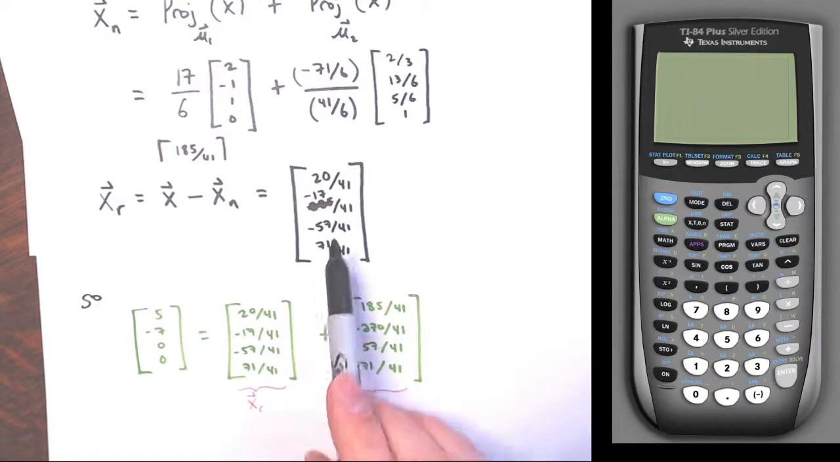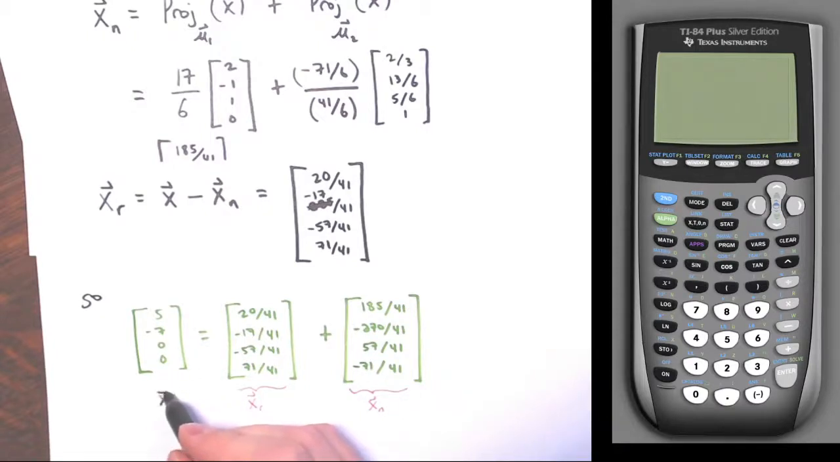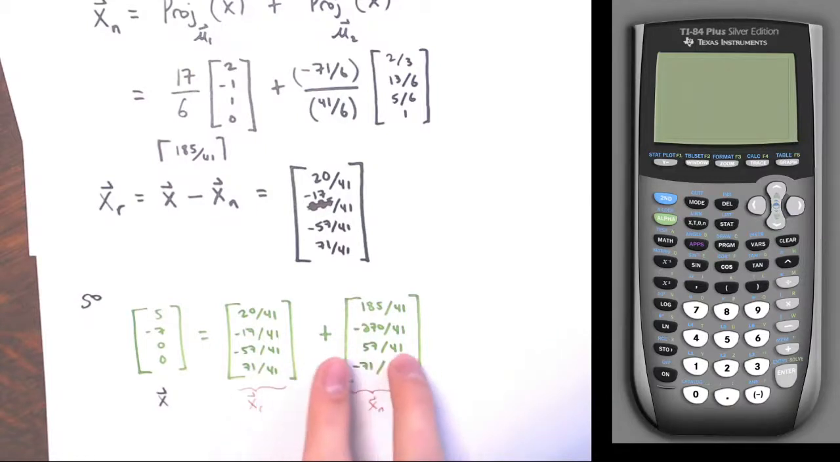And you can verify that this is actually a solution of Ax equals b from way back in the beginning of the problem. So I have my x, 5, negative 7, 0, 0, broken up into a vector from the row space plus a vector from the null space of A. I keep saying column space, sorry. The row space and null space are orthogonal complements. And if you'd like, you can double check that the dot product of these two is 0. You can go ahead and verify that for yourself.